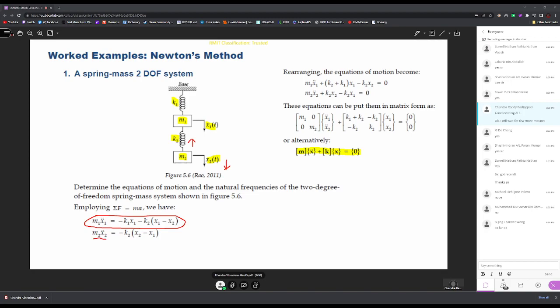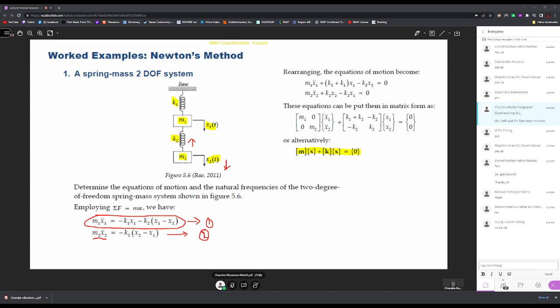The net force, that is m2 into acceleration, x2 double dot, is equivalent to minus k2, that is the stiffness constant, into the net displacement. Okay, so we can write the two equations of motion for the mass and spring system. There are no dampers and there's no external force, so these are quite simple to write down.